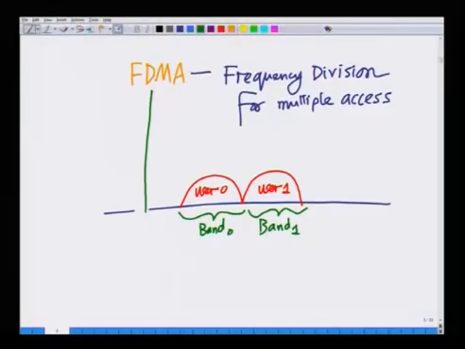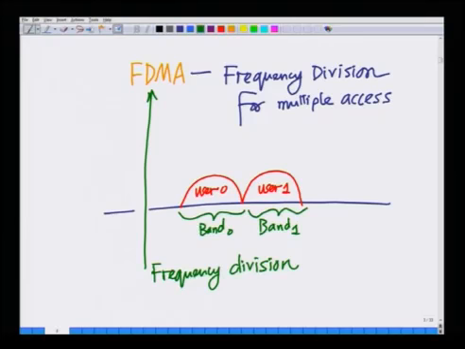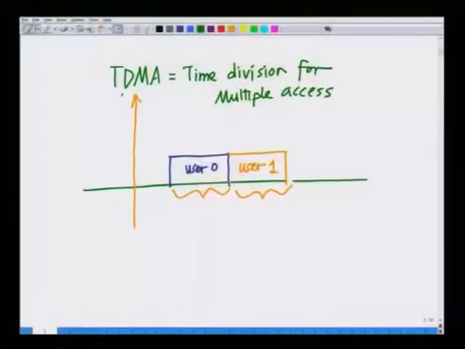Hence, I am distinguishing different users on the basis of frequency. This is known as frequency division for multiple access. Remember, my aim is multiple access, that is somehow I want to transmit signals to these different users over the common air channel. There are different ways to do it. First one is time division for multiple access, and you should be familiar that TDMA is used in GSM technology, which is the basis for all the second generation mobile phones.